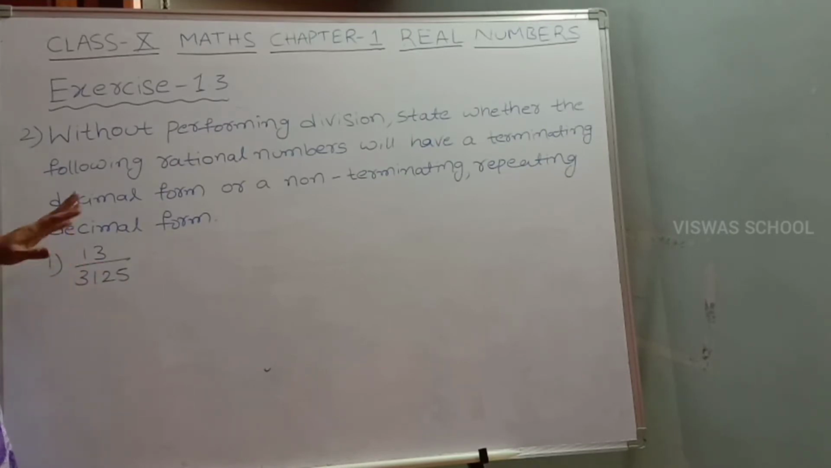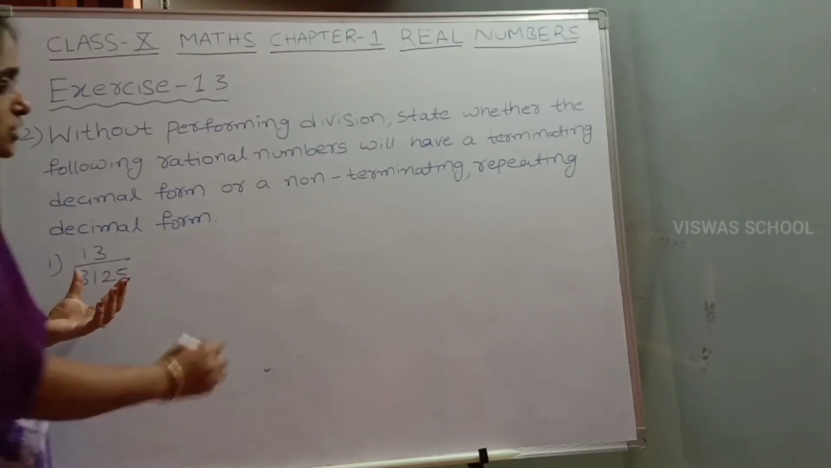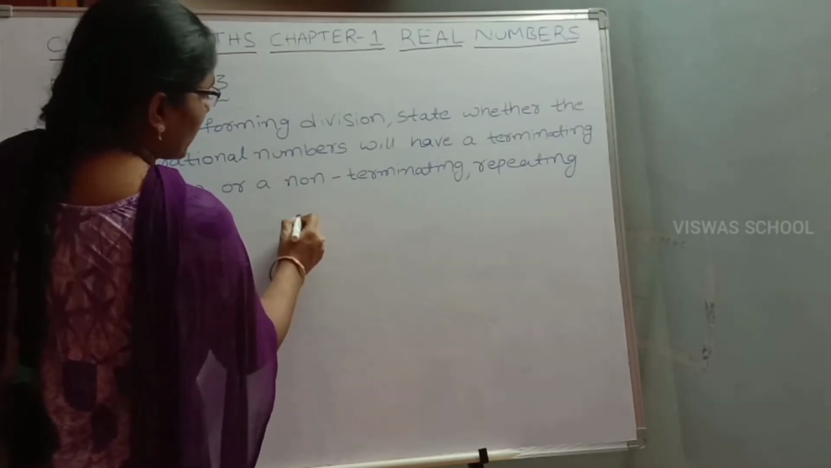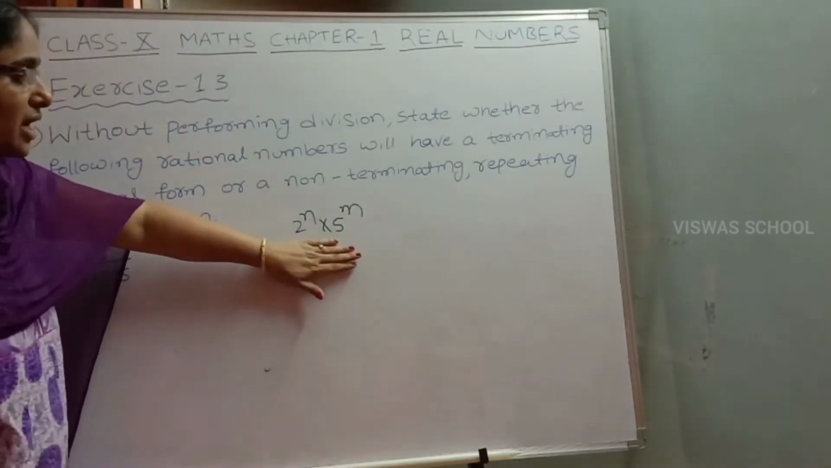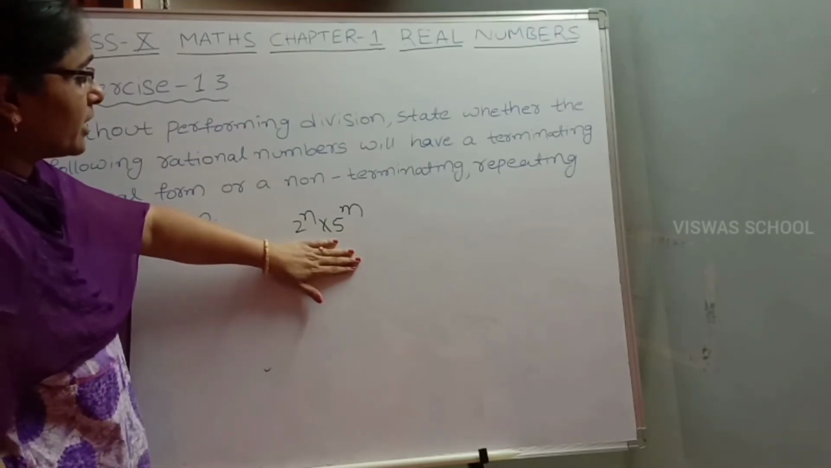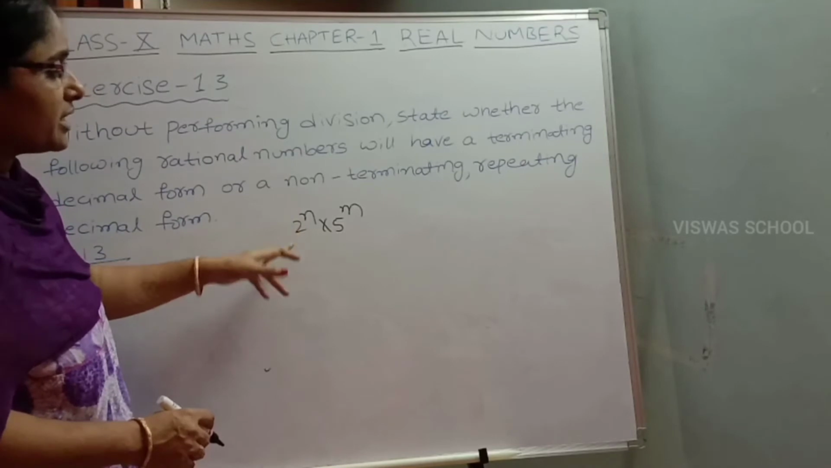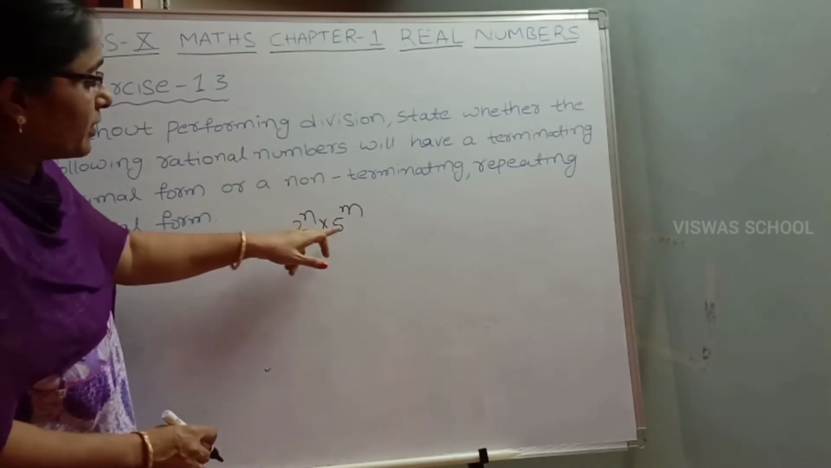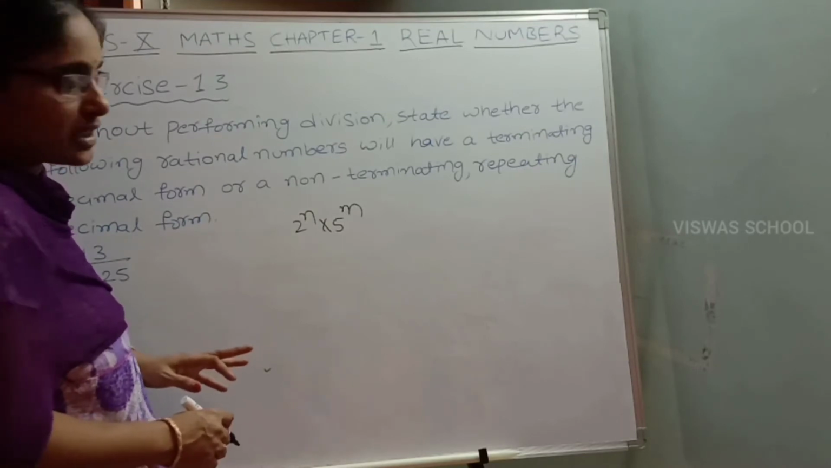Then how do you decide without doing the division here? If the denominator is in the form of 2 power n into 5 power m, then it is what? Terminating decimal. If the denominator is not in the form of 2 power n into 5 power m, then it is what? Non-terminating repeating decimal.